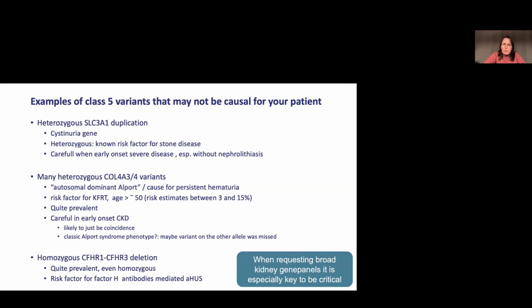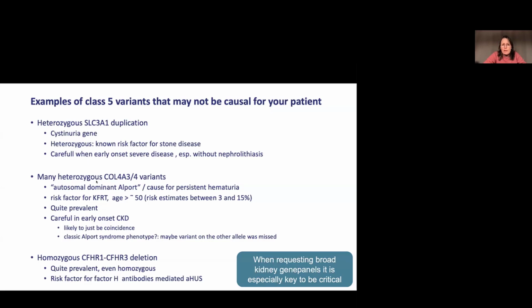Examples, I won't go through all of them, but examples of known class 5 variants that may not be causal for your patient. For instance, the heterozygous SLC3A1 duplication. SLC3A1 is the cystinuria gene. In heterozygous fashion, it's a known risk factor for stone disease. But if you find it in a patient with end-stage kidney disease at age 22 who does not have nephrolithiasis, it will likely just be a coincidence.